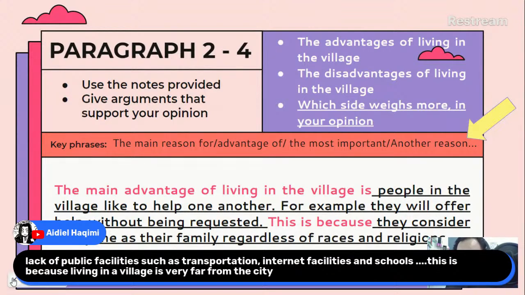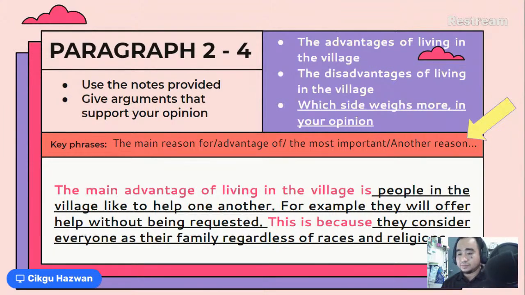Maybe we can add one more. For example, there's only one school per village. Full stop. This is because living in the village is very far from the city. Good. Wonderful. Okay. Yeah, I can see that. Ideally, it's the disadvantages. No problem.